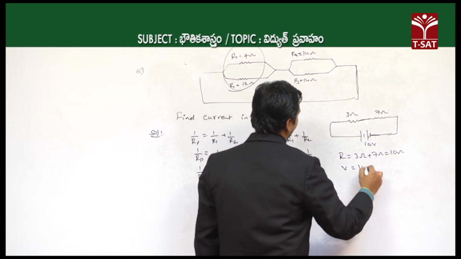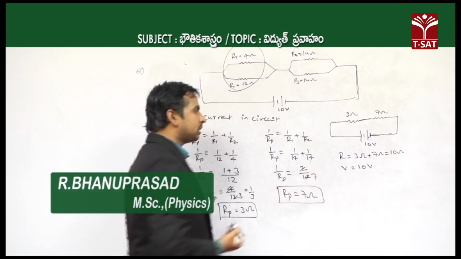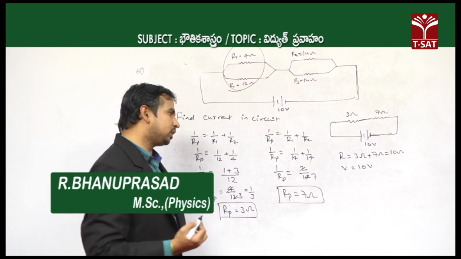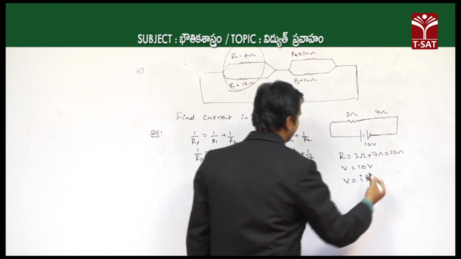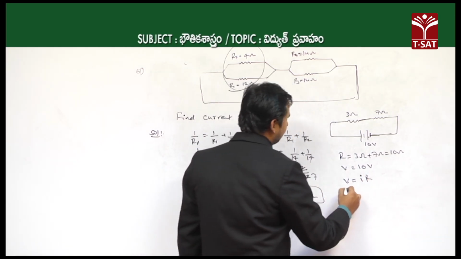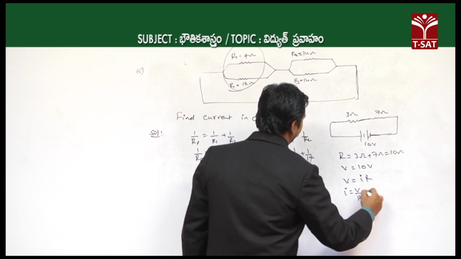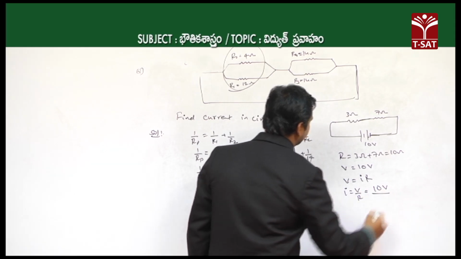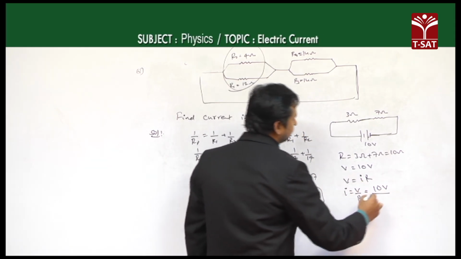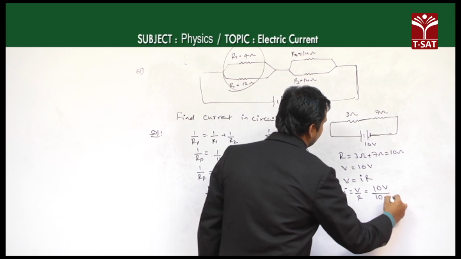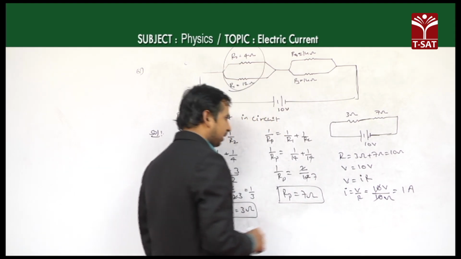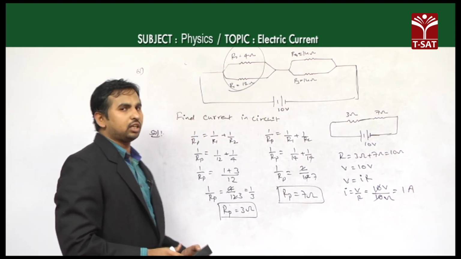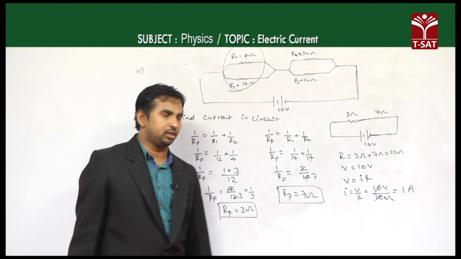We got the resistance and we got the voltage, and we know that V is equal to IR. From this we can write I is equal to V by R, where the voltage is 10 volts and the final equivalent resistance is 10 ohms, so finally we get 1 ampere of current.